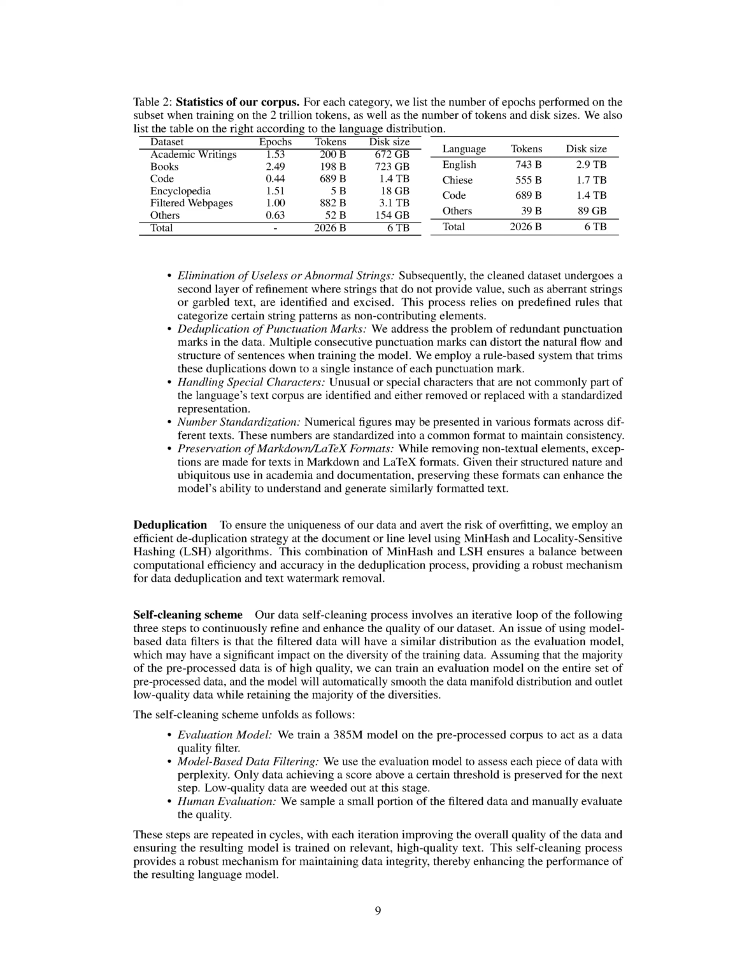We also tackle the issue of repeated punctuation marks in the data. Having multiple punctuation marks in a row can mess up the natural flow and structure of sentences when we're training the model. So, we use a rule-based system to reduce these duplications to just 1 punctuation mark each. We handle special characters by identifying any unusual or special characters that aren't typically part of the language's text corpus. We either remove these characters or replace them with a standard representation.